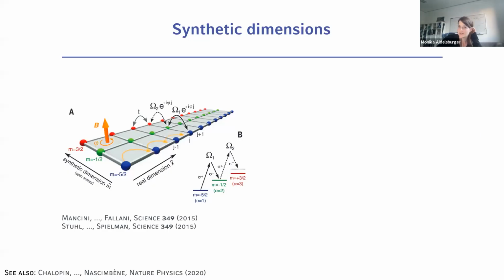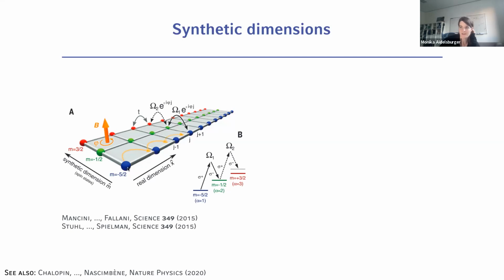And this is the idea of synthetic dimensions, which you have also already heard about. In our language, that means that in our two-dimensional system, we replace one of the real space axes by an internal degree of freedom. For instance, we can use Zeeman states and couple them with laser beams. This is shown schematically in this figure.